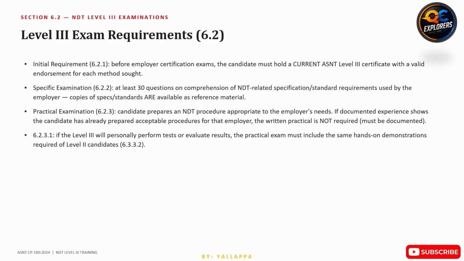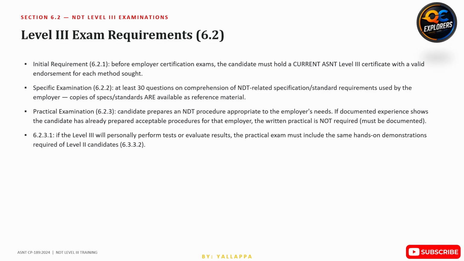The word current is particularly important. An expired ASNT Level 3 certificate does not satisfy this requirement. Employers must verify that the credential is valid before proceeding with the certification process, and this verification should be documented as part of the employee's qualification records.